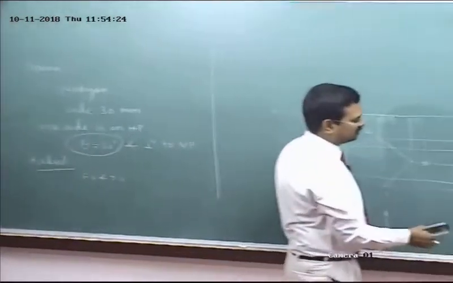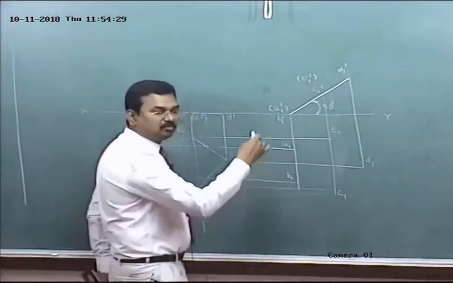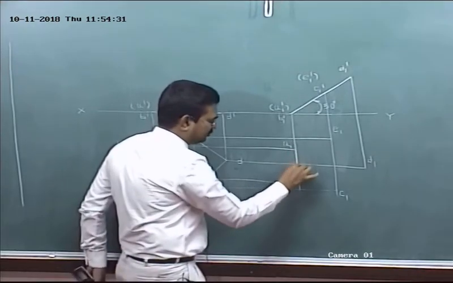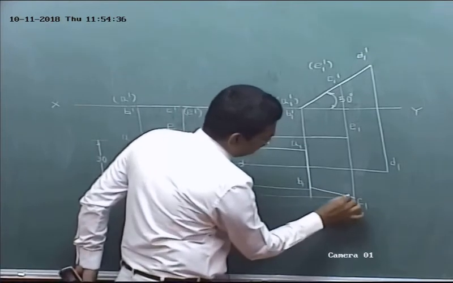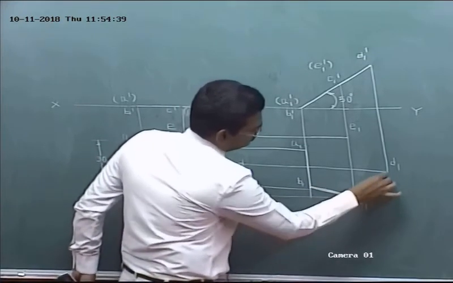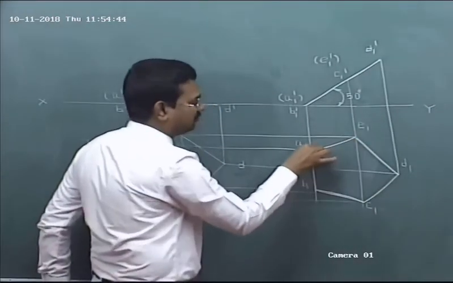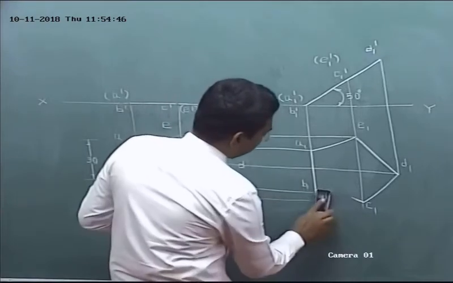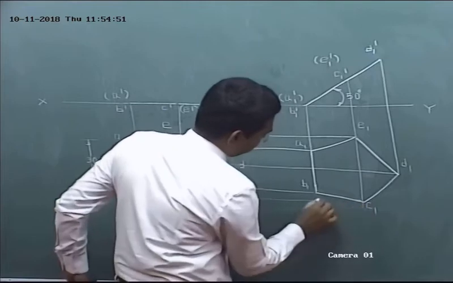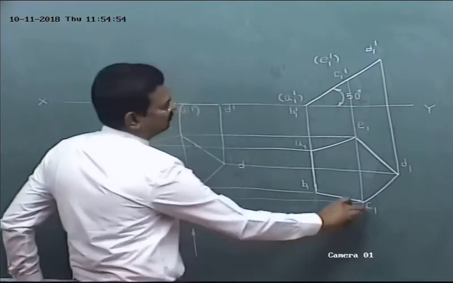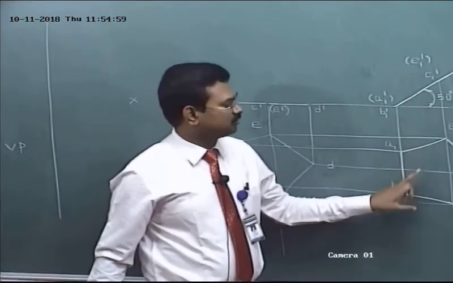After getting all the corners, erase the unwanted points and projectors. First join the points in sequence. AB, first side. Am I right? Darken it. Then BC, second side. Then CD, third side. DE, fourth side. EA, fifth side. Then erase the unwanted projectors. Say this is the required front view. This is the required top view.